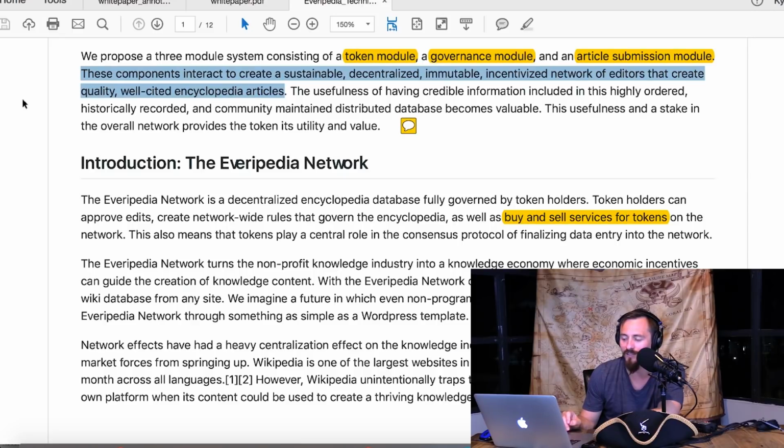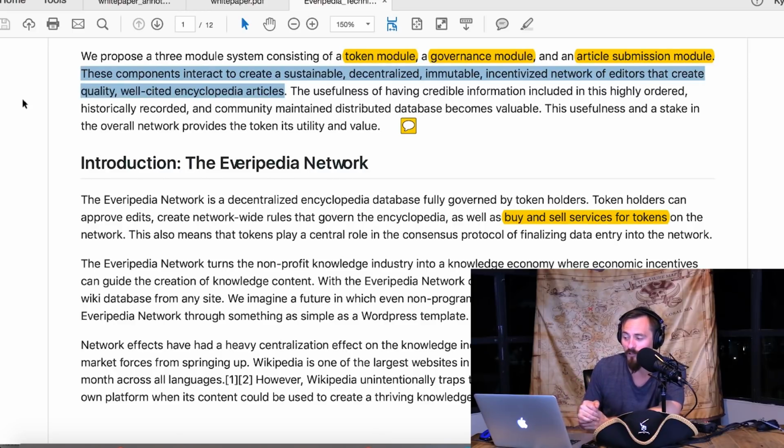These components interact to create a sustainable, decentralized, immutable, incentivized network of editors that create quality, well-cited encyclopedia articles. So they talk about it being immutable and decentralized. That's a big deal because, for example, Wikipedia, if you go into China, there's a lot of parts that are censored, usually by the government. Obviously, if you were to go somewhere like North Korea, you might not even be able to get on the internet. But in general, at Everipedia, they are trying to make an encyclopedia where you can't just censor it. It's not that easy. Going to try to make things more difficult for people who are trying to censor.